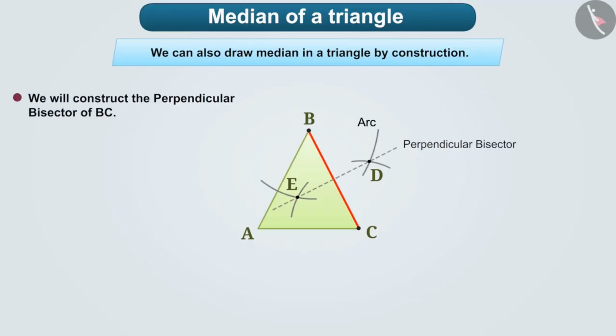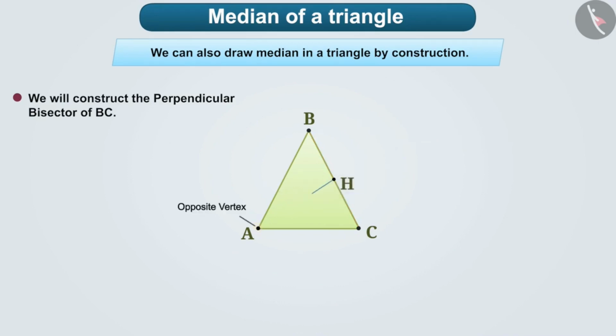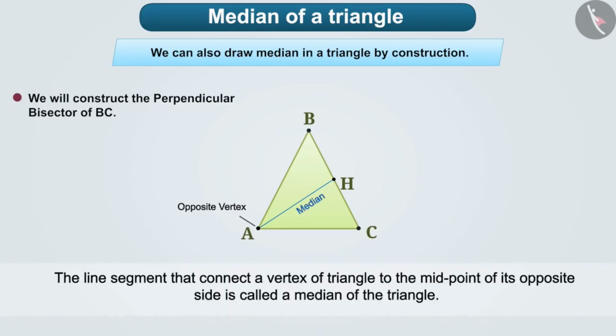Suppose here the perpendicular bisector intersects the side BC at point H. In this way, point H will be the midpoint of the side BC. Now if we connect the midpoint H of BC to the vertex A opposite to BC in this way, the line segment obtained will be called a median AH of triangle ABC. We can say that the line segment that connects a vertex of a triangle to the midpoint of its opposite side is called a median of the triangle.